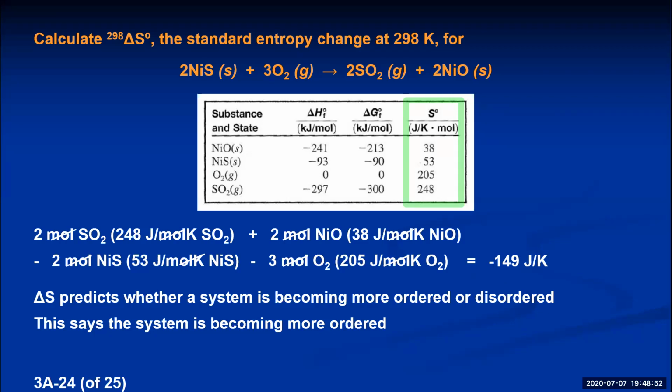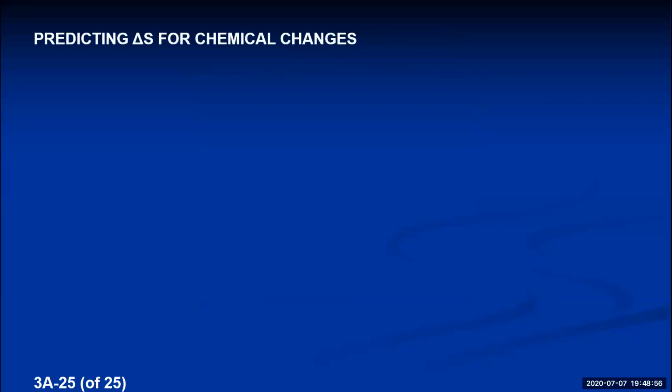Okay. And let's finish and see if we can just make some predictions generically. See if we can predict what delta S would be for chemical changes. Now, if a reaction becomes more disordered, that's when the entropy change will be positive because you're increasing entropy. So the entropy change is positive for reactions. Let's think about what might become more disordered.